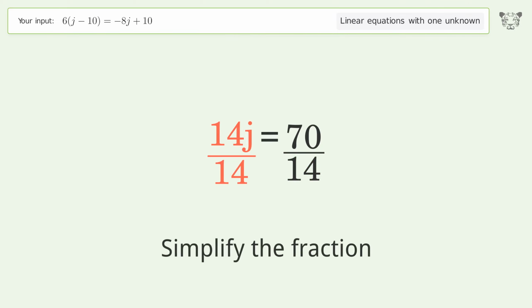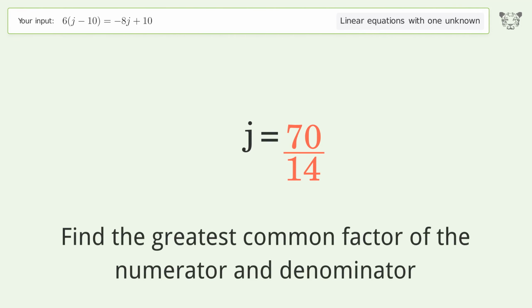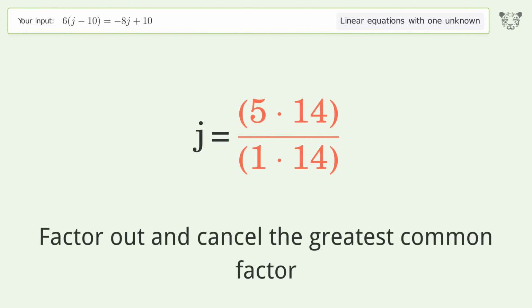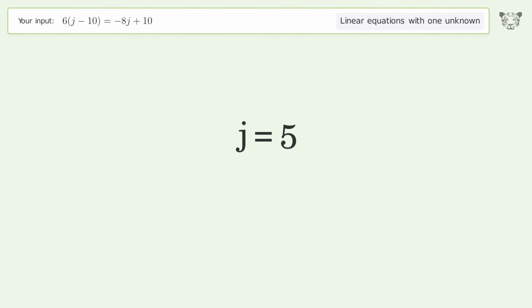Simplify the fraction. Find the greatest common factor of the numerator and denominator. Factor out and cancel the greatest common factor. And so the final result is j equals 5.